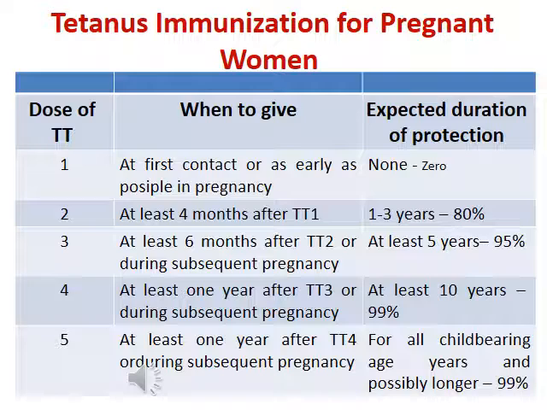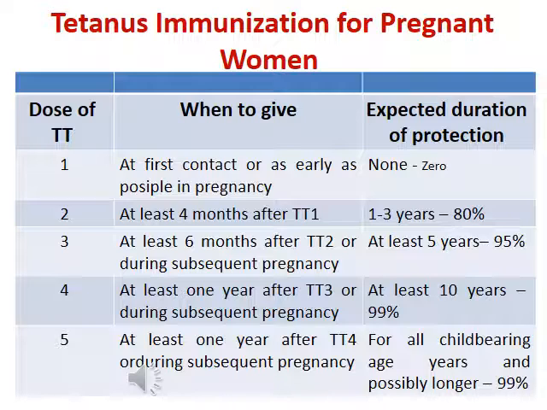Dose of tetanus. Number 1, it's given at first contact or as early as possible in pregnancy, and the expected duration of protection is none to 0. Number 2, at least 4 months after tetanus 1, from 1 to 3 years and 80%. Number 3, at least 6 months after tetanus 2 or during subsequent pregnancy, at least 5 years and 95%.